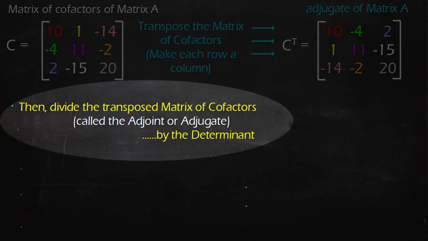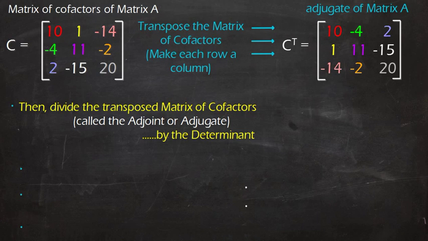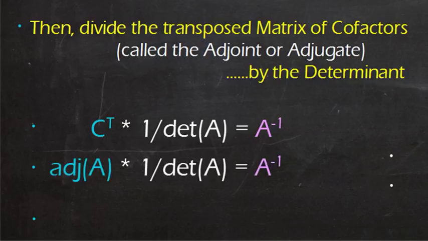Okay. Once we've got the adjugate, which is the transposed matrix of cofactors, we divide it by the determinant, which is the same as multiplying it by 1 over the determinant, because multiplication and division are inverse operations. So this is telling us that the transpose of the matrix of cofactors times 1 over the original determinant is actually the inverse of the original matrix. So the adjugate of A, which is also known as the transposed matrix of cofactors, times 1 over the determinant of A is the inverse matrix.